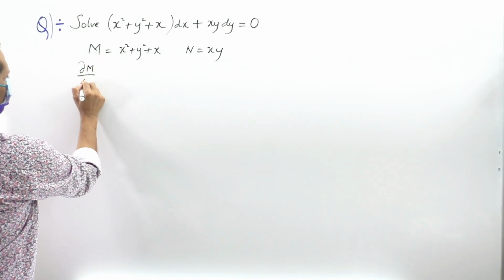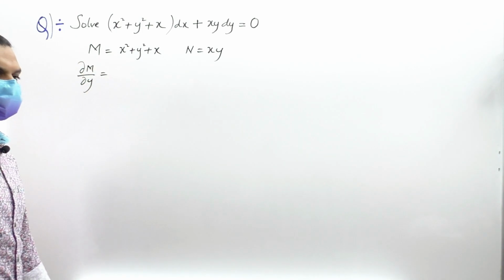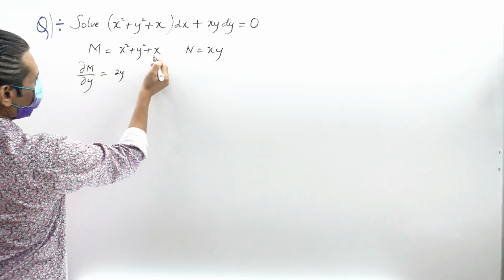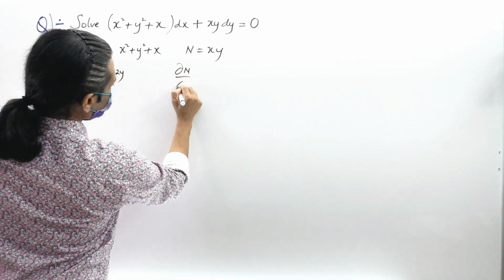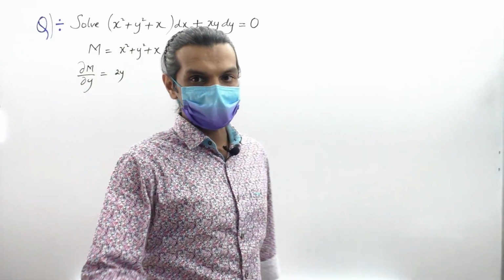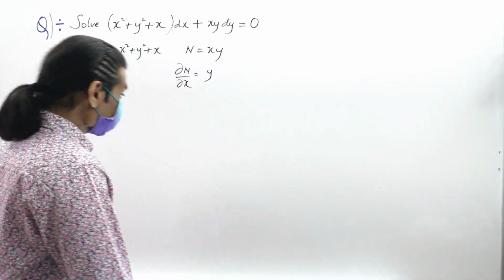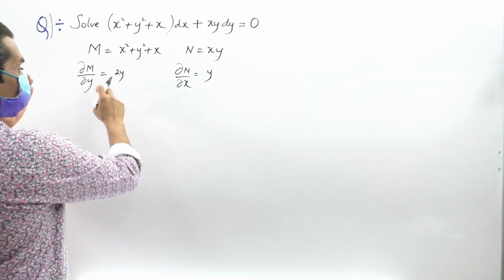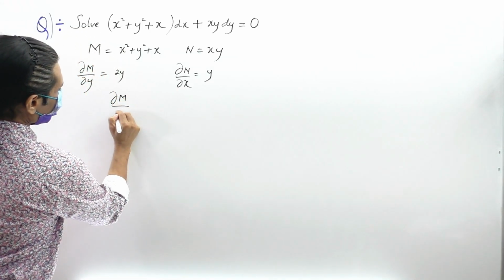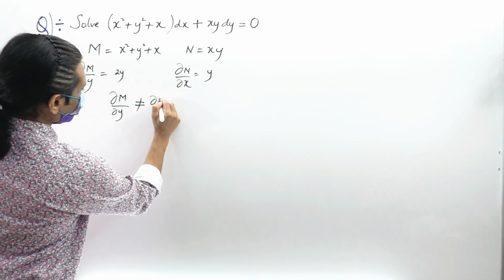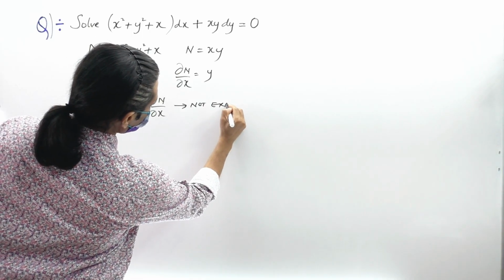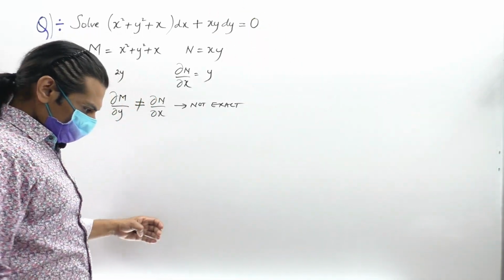So, we have dou m by dou y, partially differentiating only with respect to y: x square gives 0, y square gives 2y, and 0. Similarly, dou n by dou x, only the x term, so y as it is, partial differentiation of x with respect to x is nothing but 1, that is simple as that. Now, both are not the same, dou m by dou y is not equal to dou n by dou x, that means it is not exact. So, when not exact, what to do?